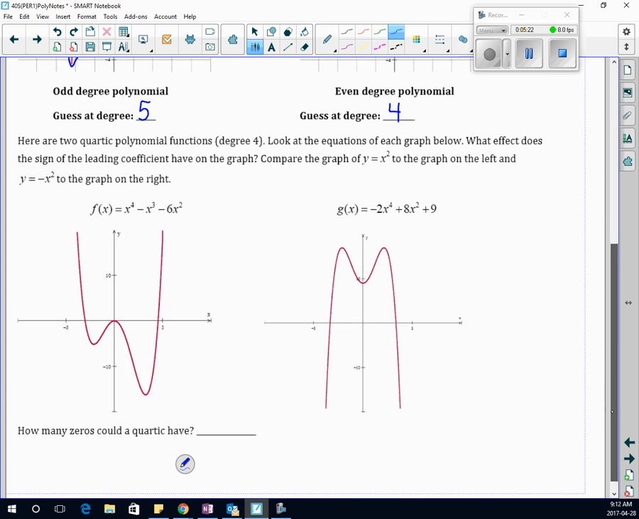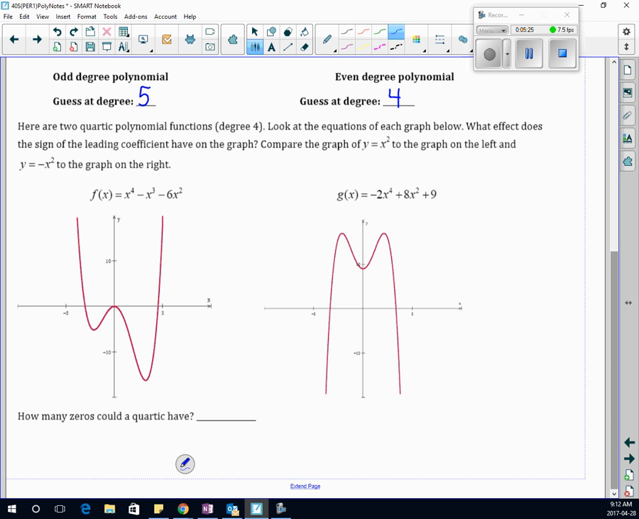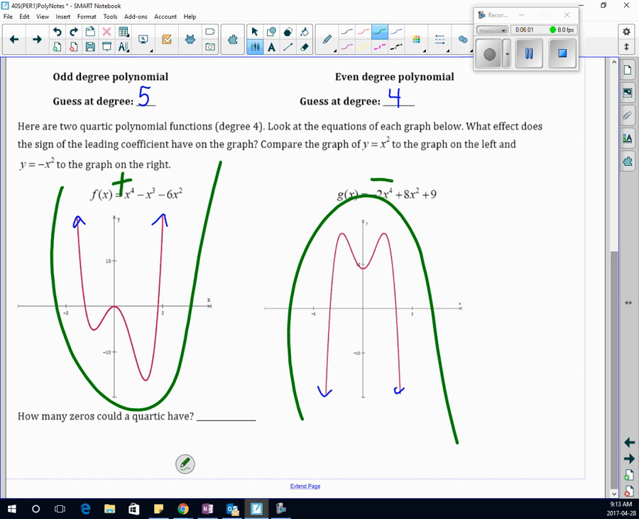Okay. So here are two quartic polynomial functions. Again, let's put the arrows on here so we don't get error codes. Look at the equations of the graphs below. What effect does the leading coefficient have on the graph? Yeah, it determines what direction. Do you see this is positive, it's opening up. This is negative, it's opening down. Does everybody see that?